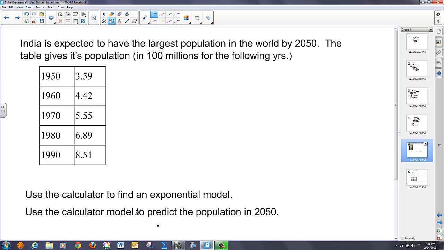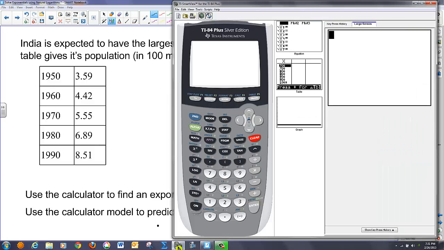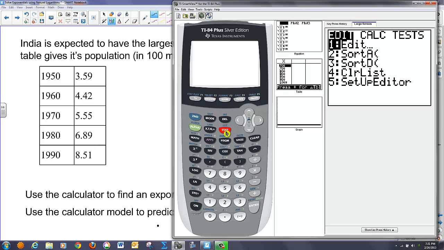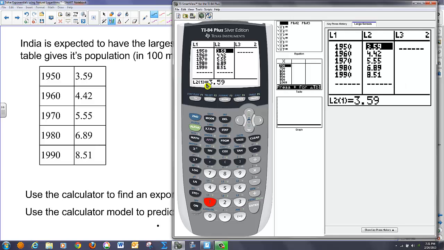So finally, we've got a situation where we're given a table with data in it, and we're asked to use a calculator to find an exponential model for this. Now, there's a couple of exponential models. Let's refresh ourselves as to how we're going to plug this in the first place. So we get our calculator up, and what we want to do is go to Stat, and in Stat we're going to Edit. In Edit, let's plug in the years of 1950 through 1990 and its corresponding data elements.